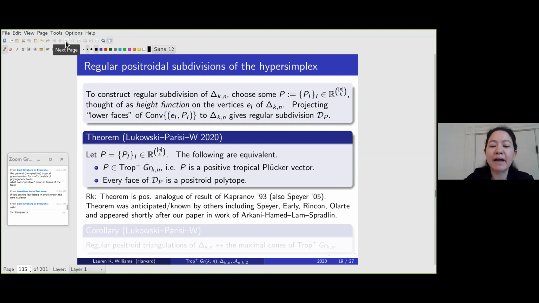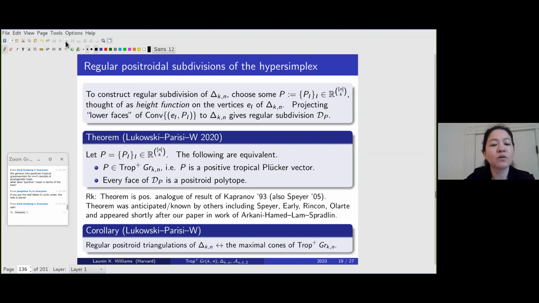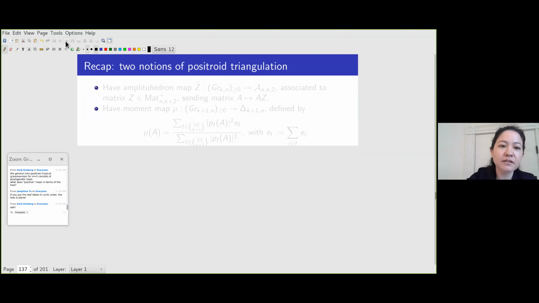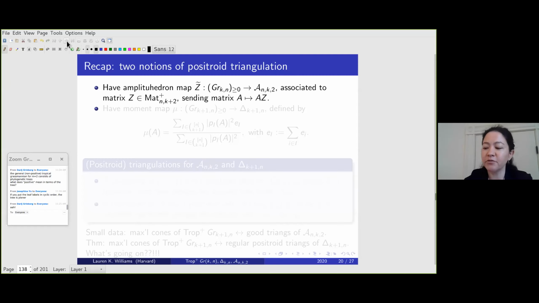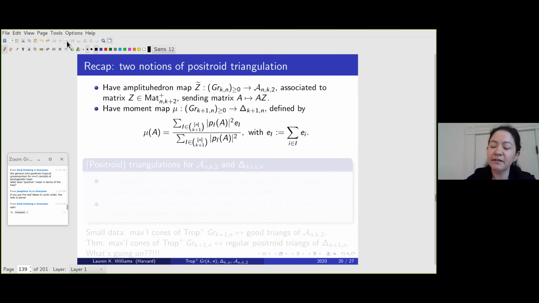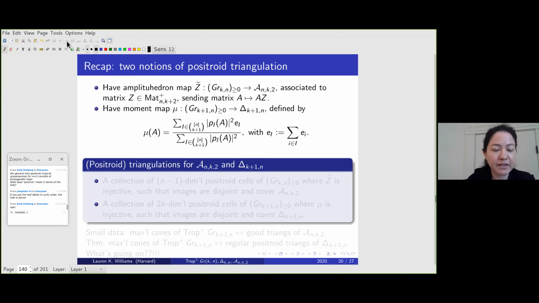Okay, but now back to triangulations. A corollary of this theorem is that regular positroid triangulations of the hypersimplex are in bijection with maximal cones of the positive tropical Grassmannian. So let me recap our two notions of triangulation. So first we have the amplituhedron map, Z tilde, from the TNN Grassmannian to the amplituhedron, defined via matrix multiplication. And then we have the moment map from a slightly different TNN Grassmannian to the hypersimplex, defined as follows.